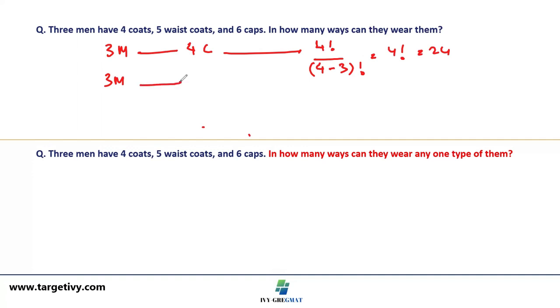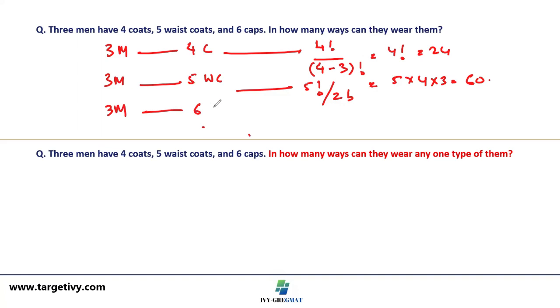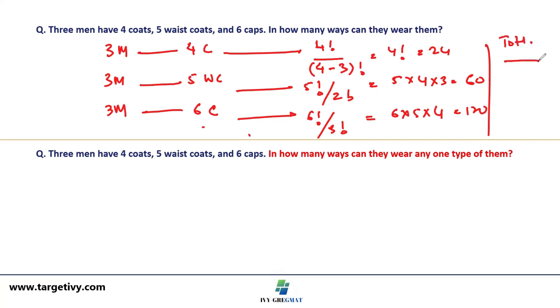So 3 men again, they've got 5 waistcoats. So that makes it factorial 5 divided by factorial 2, which is 5 into 4 into 3. That makes it 60. 3 men again, they've got 6 caps. So factorial 6 divided by factorial 3. That makes it 6 into 5 into 4. That's 120. With this in mind, the total number of ways is 24 into 60 into 120.